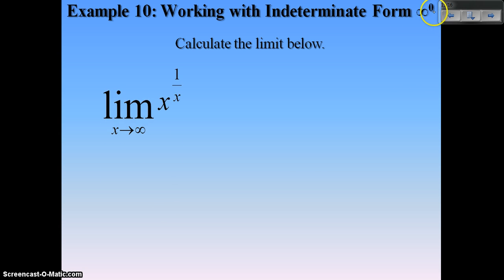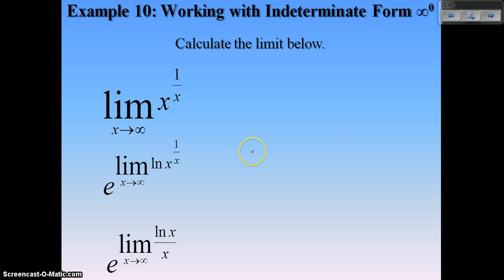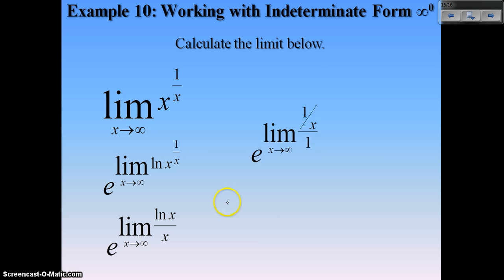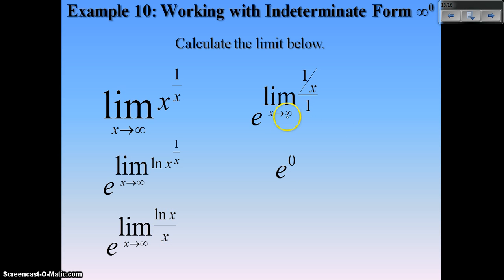And our final problem, infinity to the 0. e, natural log, bring your 1 over x out front. You notice, ladies and gentlemen, it's a lot of the same kinds of steps. When you bring the 1 over x out front, it does give you this, and this already puts it in a proper form. If you plug in infinity, you have infinity over infinity. We're ready to do L'Hopital's rule. The derivative of natural log x is 1 over x. The derivative of x is 1. Plug in your infinity, you get 0 on top, 1 on the bottom. e to the 0 is 1.